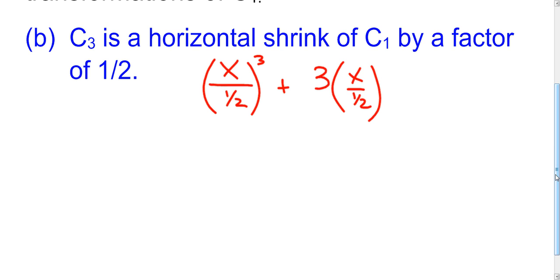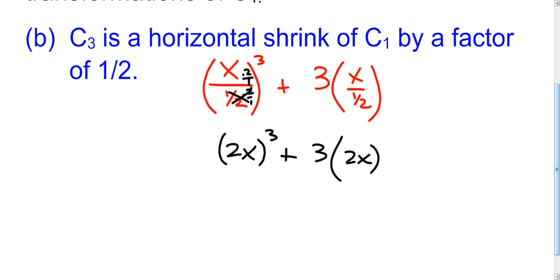Now x divided by 1/2 is the same as, instead of dividing by that fraction, multiplying by its reciprocal. And so that's the same as taking 2x and cubing it. When you take 2x and cube it, you get 8x cubed, and then plus 6x here.